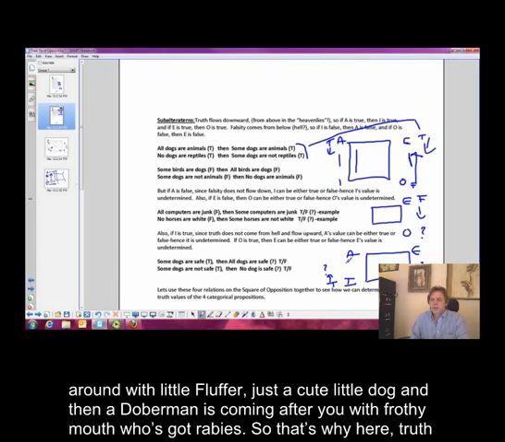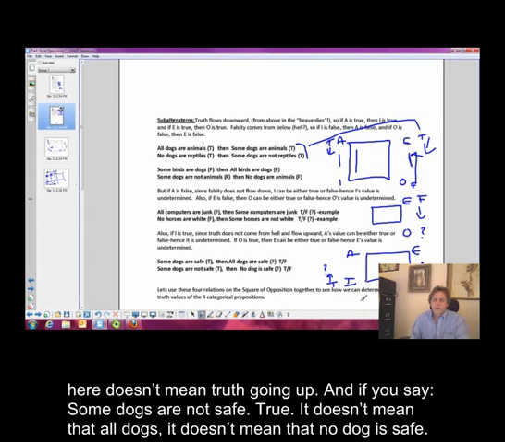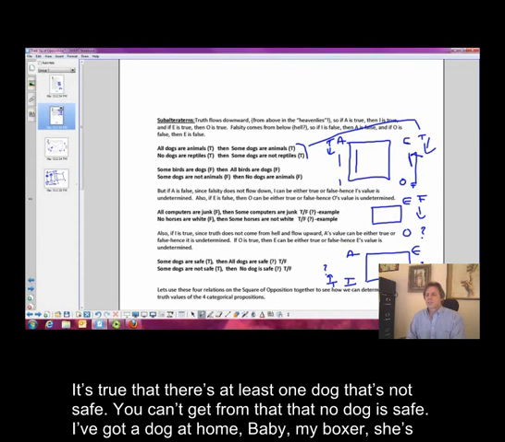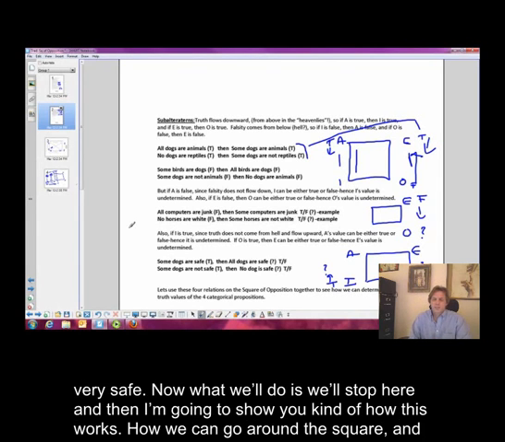So that's why here, truth here doesn't mean truth going up. And if you say some dogs are not safe, true, it doesn't mean that no dog is safe, right? It's true that there's at least one dog that's not safe. You can't get from that no dog is safe. I've got a dog at home, Baby, my boxer, she's very safe.